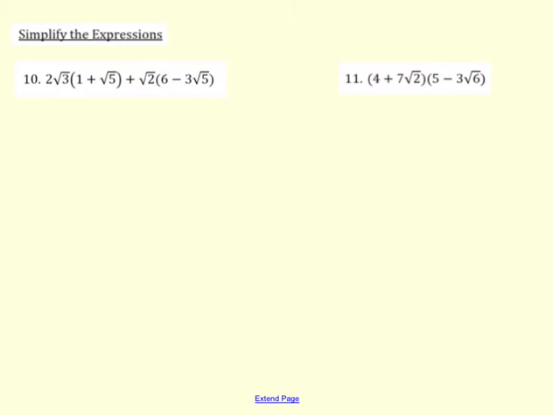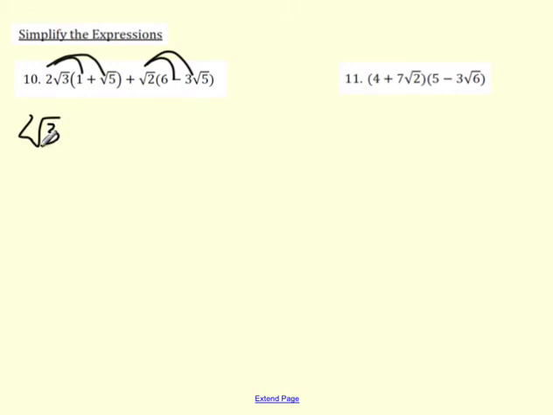Now, let's take a look at number 10. So when you're simplifying number 10, this 2 square root of 3 is going to be distributed into the first. The square root of 2 is going to be distributed into the second. So 2 square root of 3 times 1, well, that's really just going to end up being 2 square root of 3. That's not going to change at all.